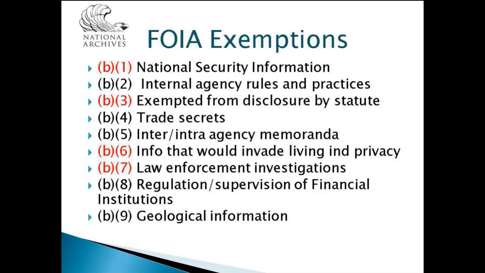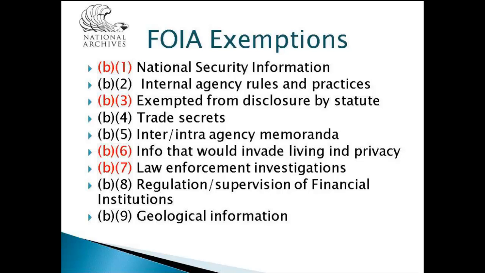The next one, B4, trade secrets and commercial or financial information. Business regulation, litigation, case files. You'll see some in EPA, the SEC, Food and Drug Administration, other regulatory agencies. B5, inter- and intra-agency memorandum. It's rarely used by the National Archives, but deliberative process privilege, attorney work product privilege, attorney-client privilege.